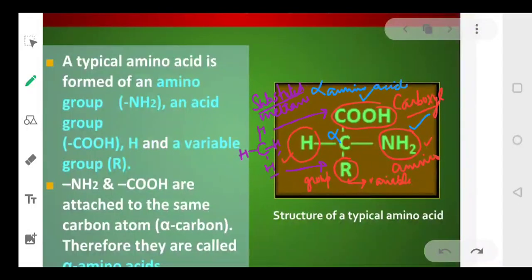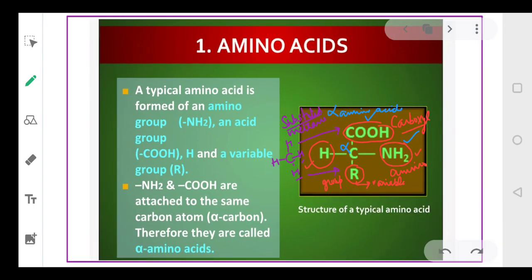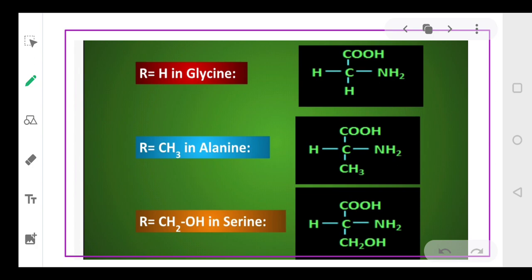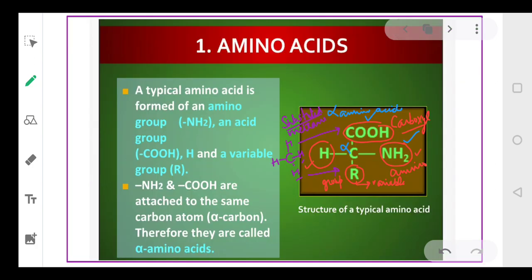Okay, let's come back. Now, depending upon this R group, as I told you, this R group is different in different amino acids. Depending upon this R, we can have 500 amino acids. But in our genetic code, there are only 20 amino acids. So we'll be focusing on those 20 amino acids. I hope this much is clear to everyone.